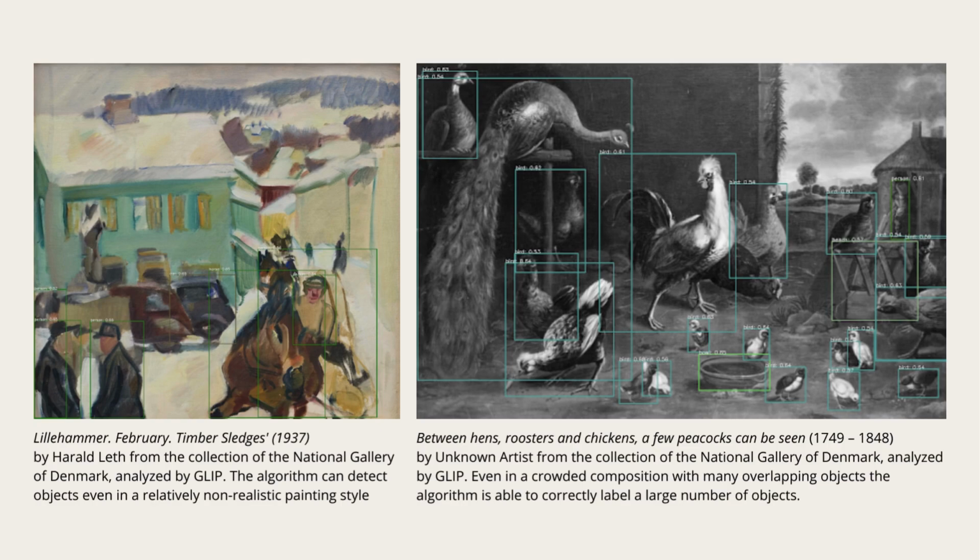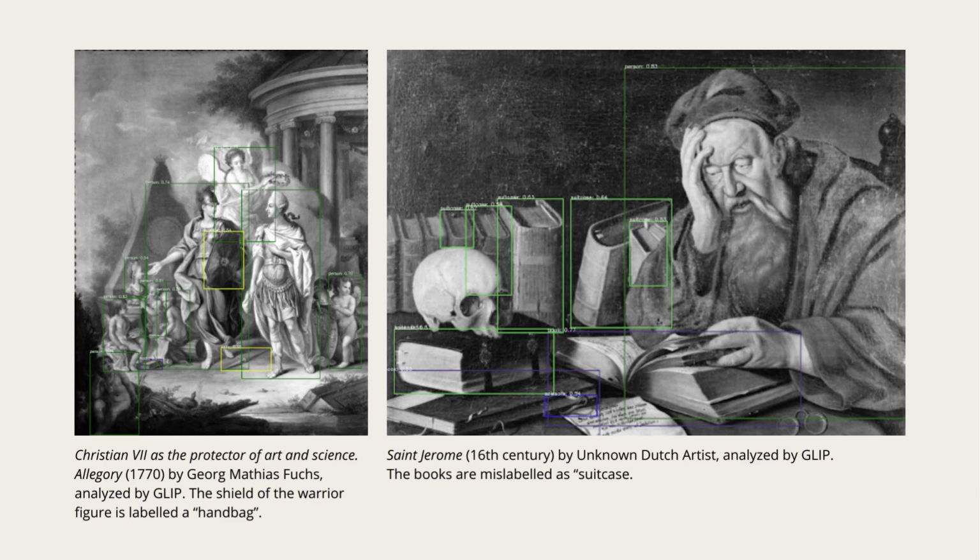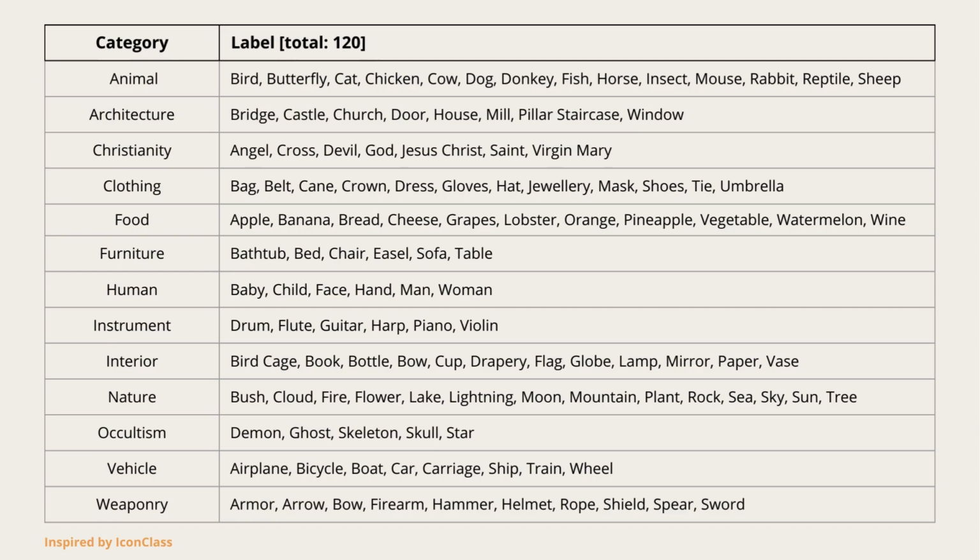The system did, however, appear to have a bias towards modern object categories, for instance, mislabeling some old books as suitcases or the shield of a warrior figure as a handbag. With the aim to mitigate this, we constructed a custom set of labels with inspiration from IconClass. IconClass is a comprehensive index for classification of motifs depicted in art images. It contains more than 28,000 unique concepts, and our model could only take a maximum of 120 labels.